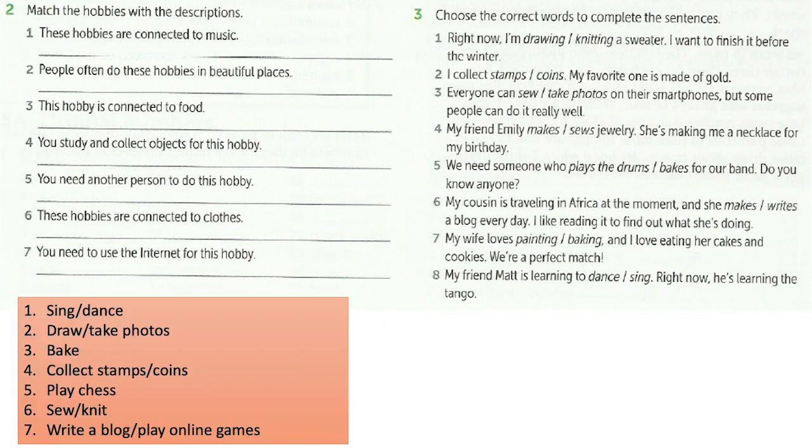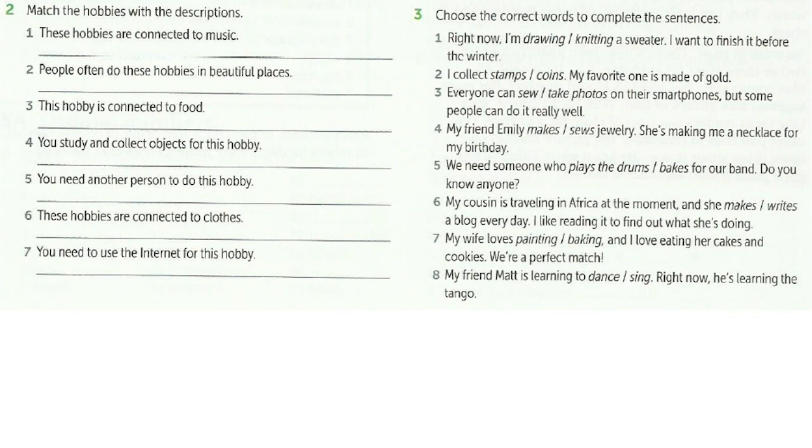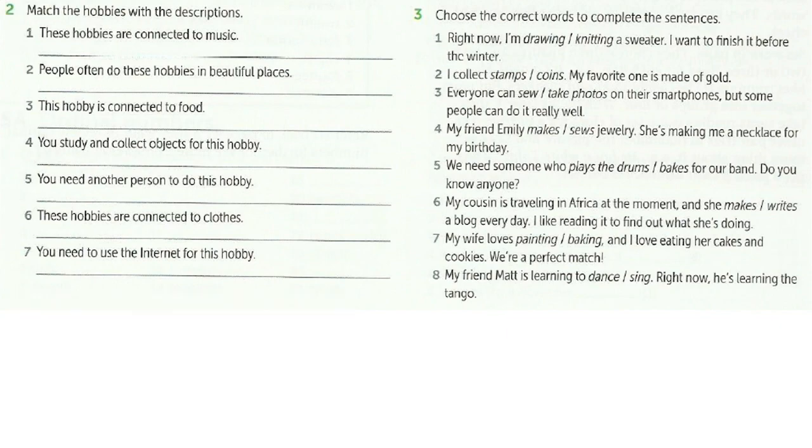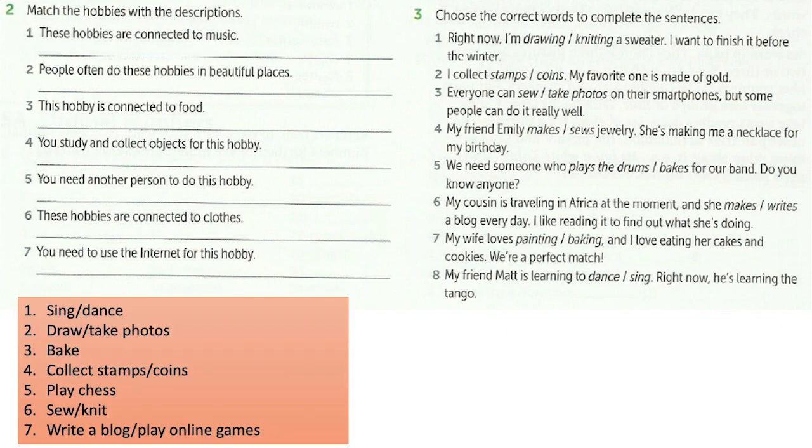So this is what you have to do. You have to connect these descriptions with one of the hobbies from the list. Once you try to figure out the answers for each sentence, you check with this. But remember, first you do it on your own and then you check your answers. And then in the second part, we have choose the correct words to complete the sentences. Which words can complete each sentence on the list? Oh my gosh.